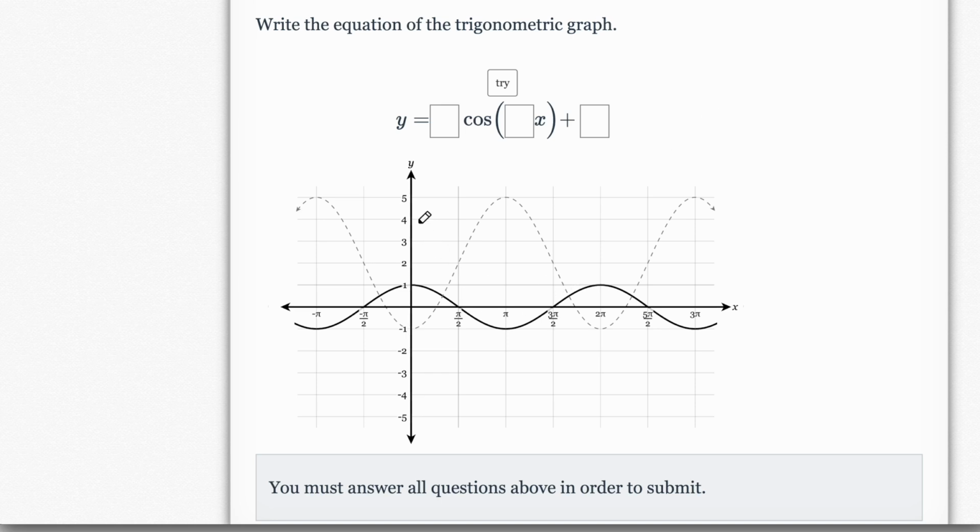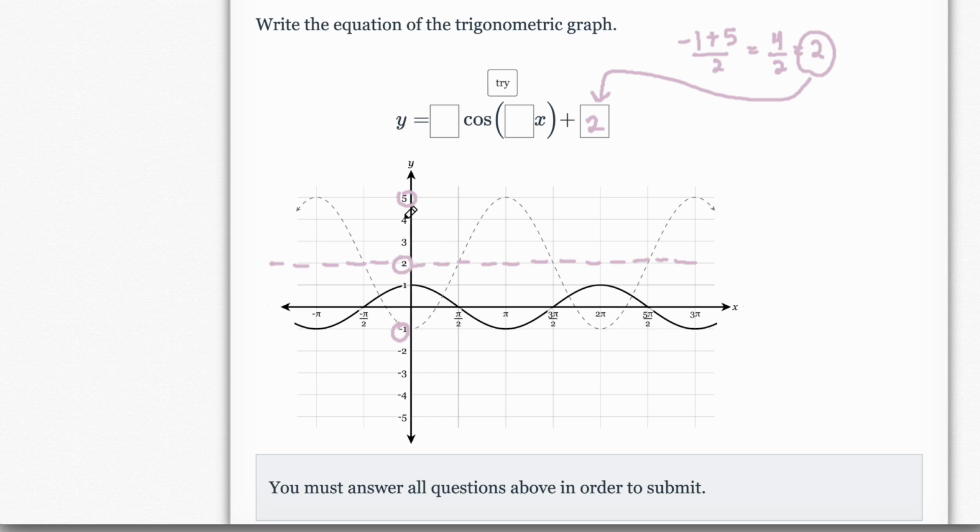Cosine is the normal graph, but this graph goes down to a -1 and it goes up to a 5. So first thing I'm going to do is find the average. -1 plus 5 is 4, divided by 2 is 2. That means that is the midline. This is the halfway point. And so since that's a 2, that automatically becomes the vertical shift.